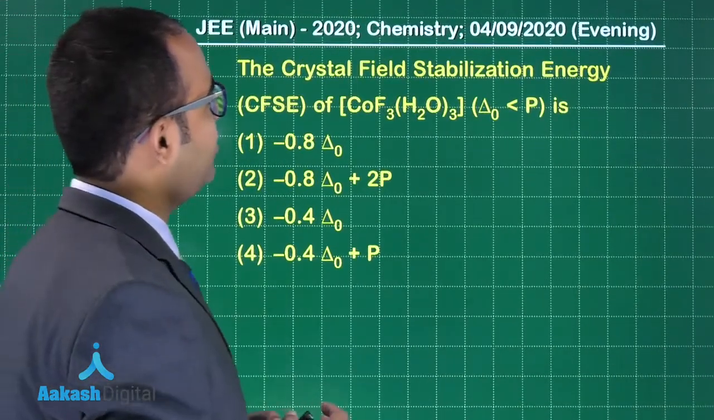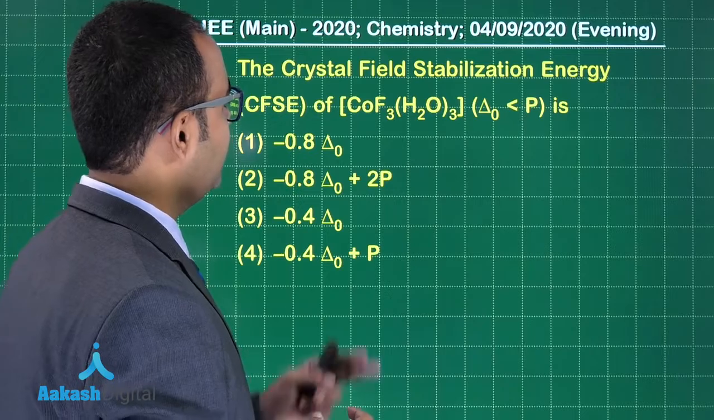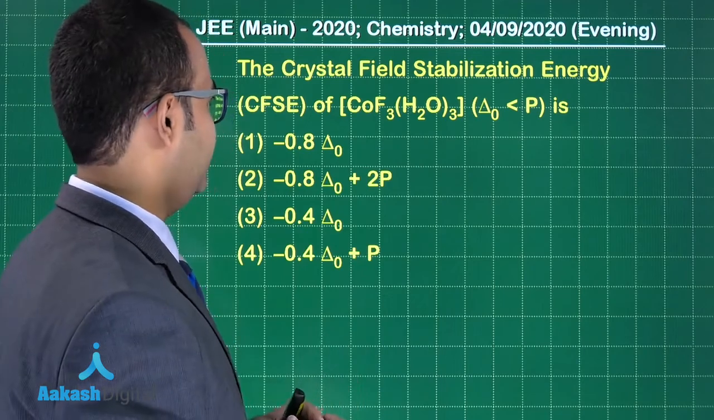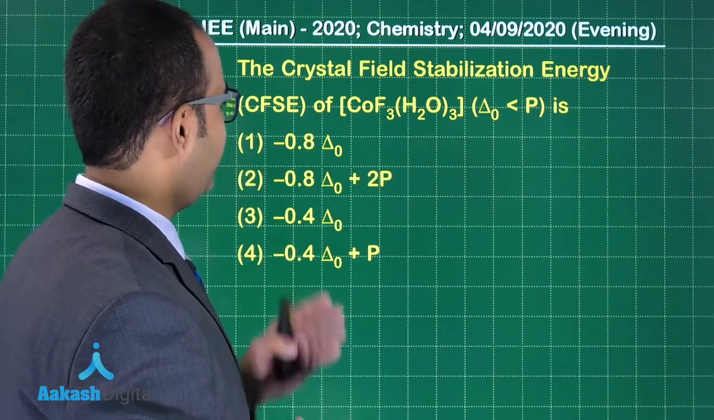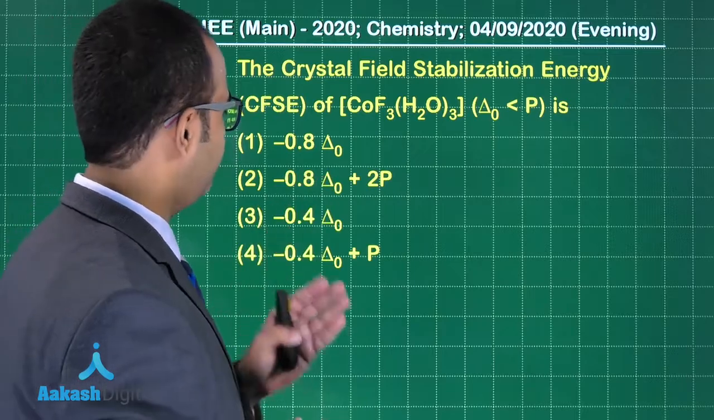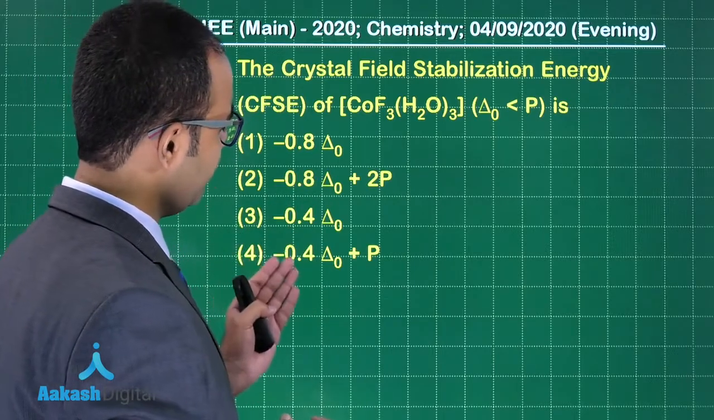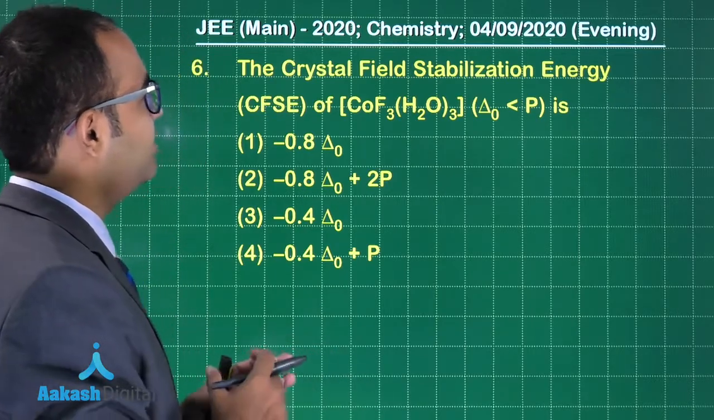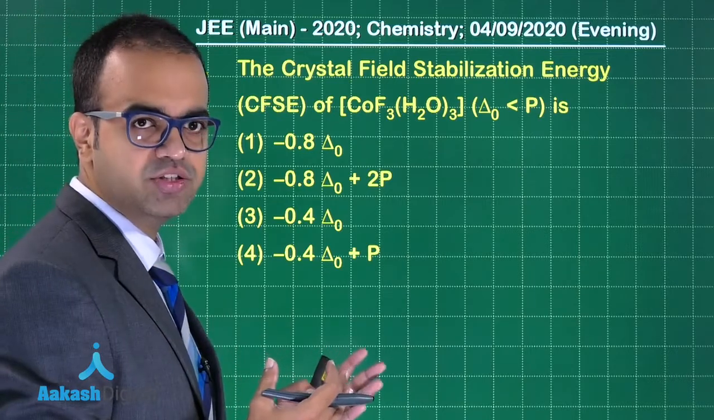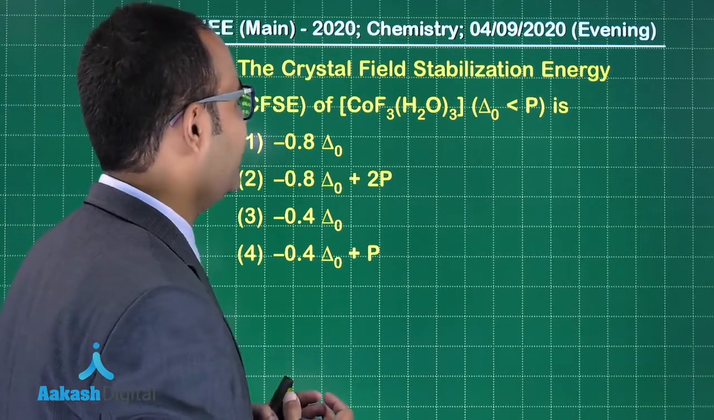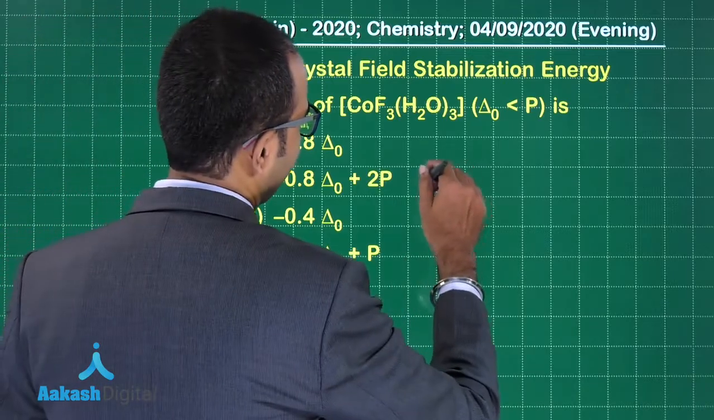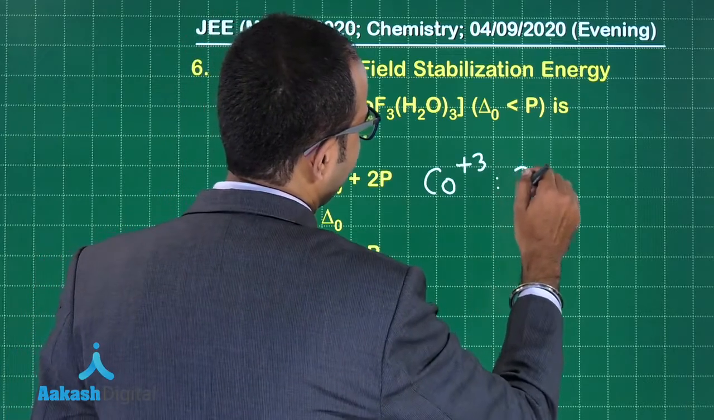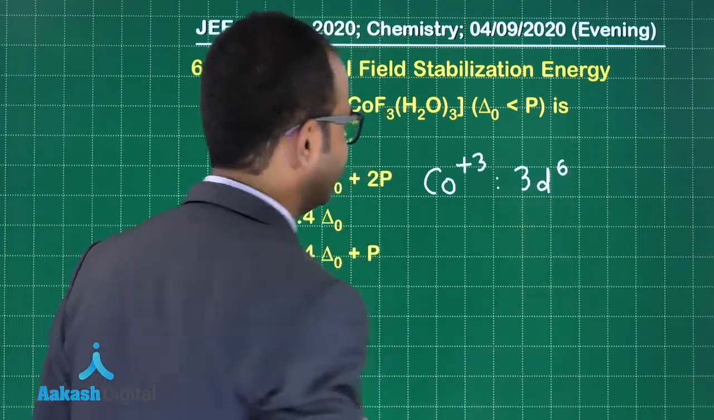The crystal field stabilization energy of [CoF3(H2O)3], for Δ0 less than pairing energy, is: -0.8 Δ0, -0.8 Δ0 plus 2P, -0.4 Δ0, -0.4 Δ0 plus P. So here what we'll do is simply calculate the oxidation state, the number of unpaired electrons, and the crystal field stabilization energy. So what is the oxidation state of cobalt? Oxidation state of cobalt is +3. So in the +3 state, it will be 3d6.